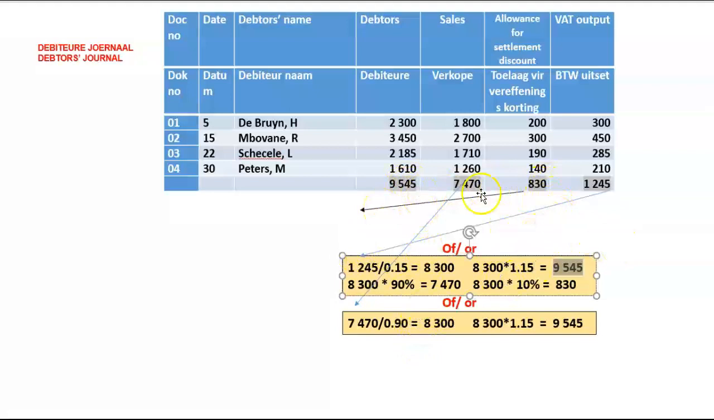Guys, can you see that I can give you one figure and you should be able to work back to all the other figures in this thing and then to derive eventually at another figure that I might ask from you? I might have asked from you the income statement. I could have asked from you the statement of financial position. And the only thing that I would have given you is the VAT as recorded in the debtors journal for the month of April, 1245.